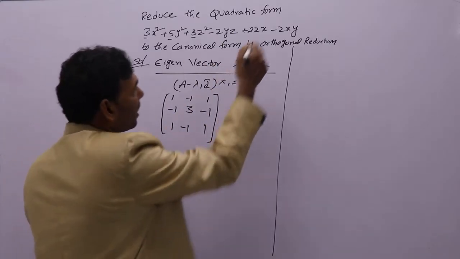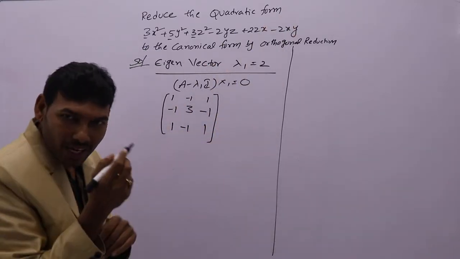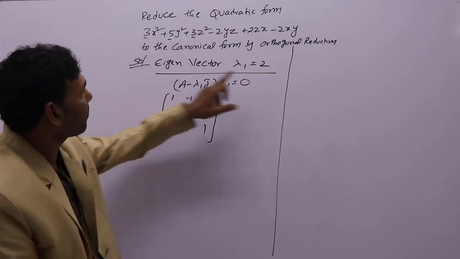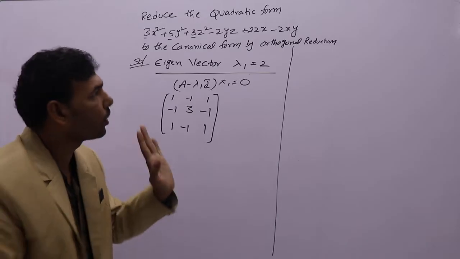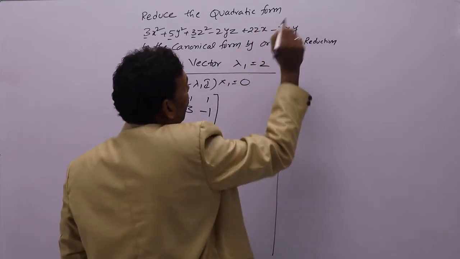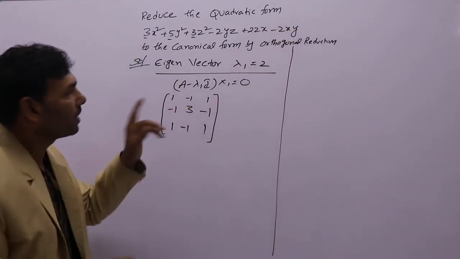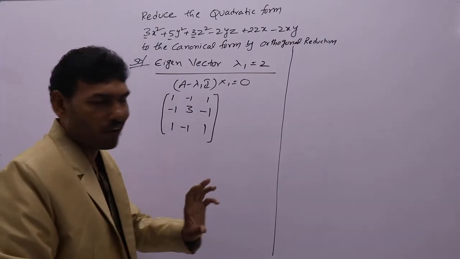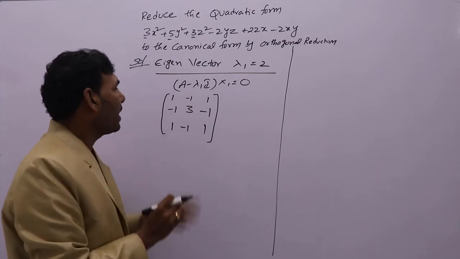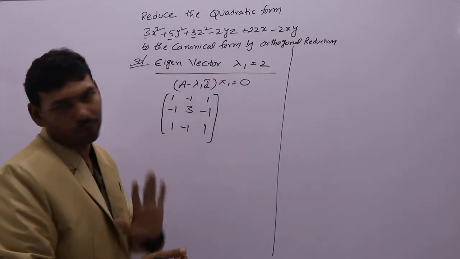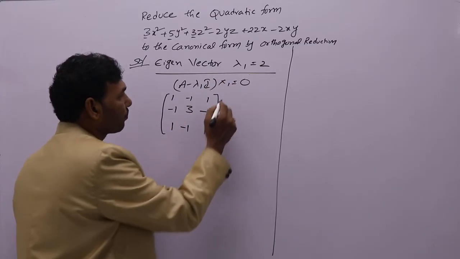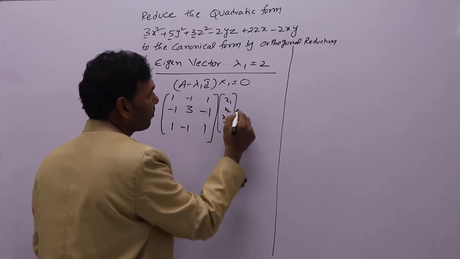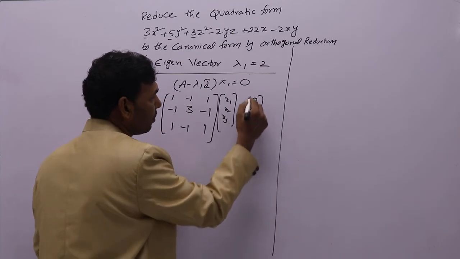This is the A matrix you already wrote. In the A matrix, the matrix of the quadratic form, I am going to subtract 2 from the principal diagonal only. If you want, you can keep that matrix there so that you can understand. After subtracting 2, multiplying with x1, x2, x3, here you will get 0, 0, 0.